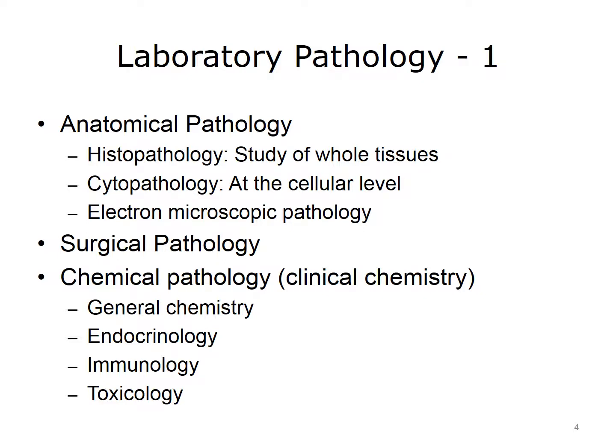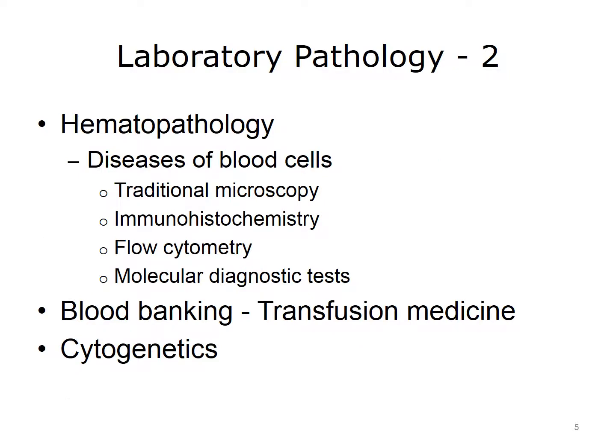Another division of pathology is hematopathology, or the study of blood cell diseases. Blood cells can be examined using traditional microscopy or through more sophisticated techniques. Immunohistochemistry, or IHC, is the process of localizing antigens, such as proteins in the cells of a tissue, by exploiting the principle that antibodies bind specifically to antigens within the tissue itself.